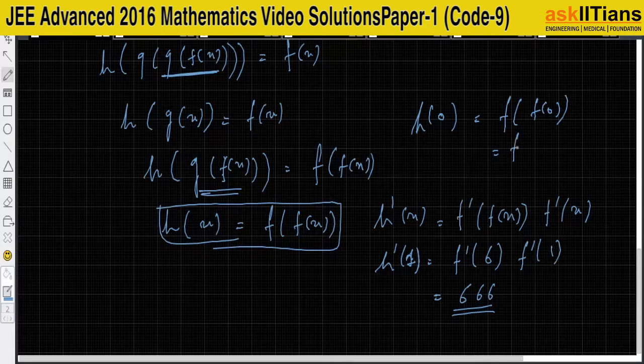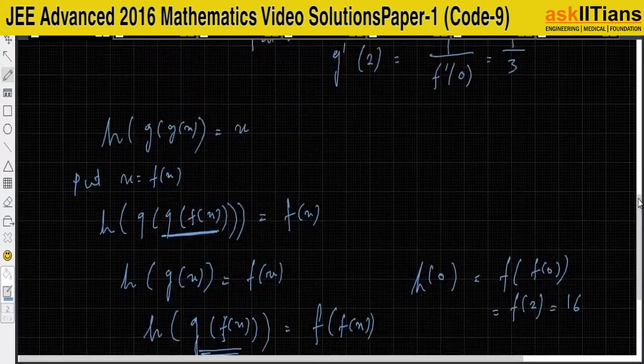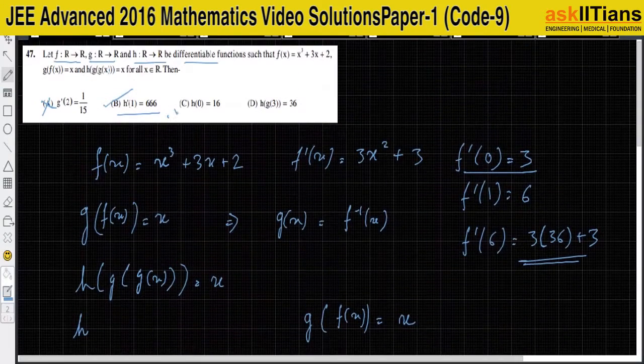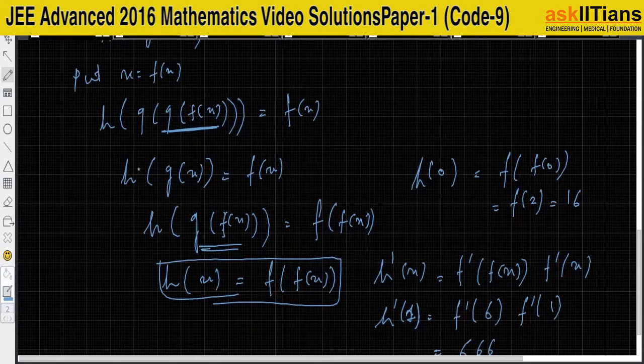f0 is 2, so this is just equal to f2, and f2 will come out to be 16. So this option is also correct. And then we need to find out h of g3. I already know that h of gx we found out somewhere here. h of gx is equal to fx directly.